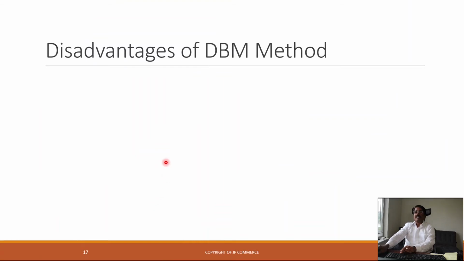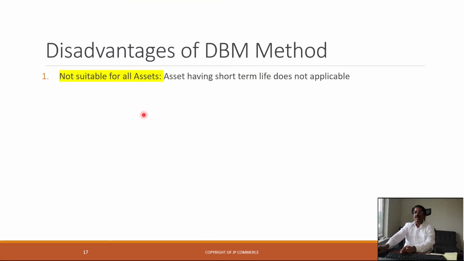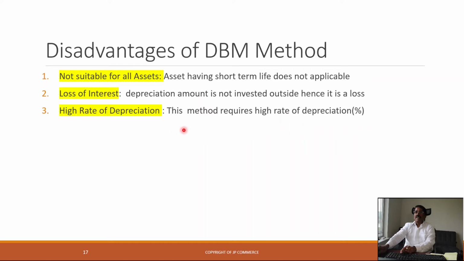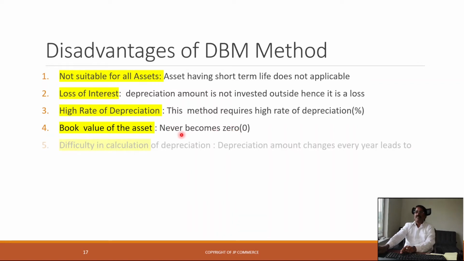Now, the disadvantages of the diminishing balance method. It is not suitable for all assets, such as assets which have a short life. Interest: this method does not take interest into consideration; interest on the asset is not provided. High rate of depreciation: this method requires a high rate of depreciation percentage. Book value of the asset: under this method, the asset value never becomes zero, as happens in our first method, the fixed installment method.